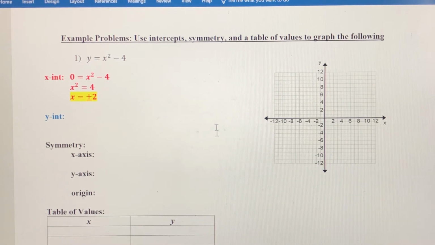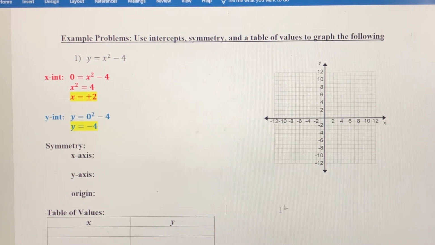All right, y-intercept. To find that, we just replace x with 0, and that's a pretty easy one to find here. 0 minus 4 is negative 4. So we've got x-intercepts at negative 2 and 2, and a y-intercept at negative 4. All right, now symmetry.